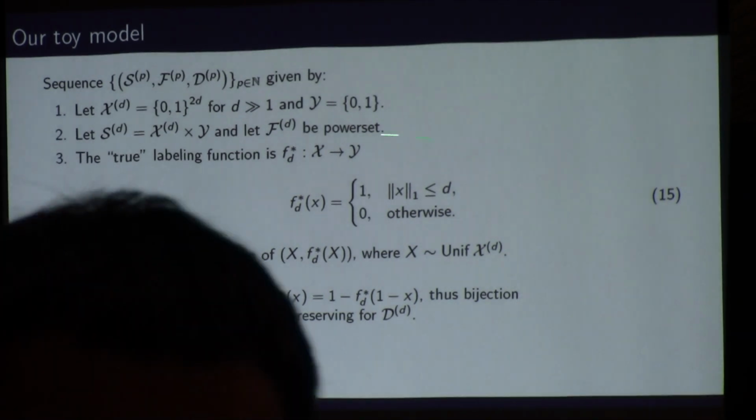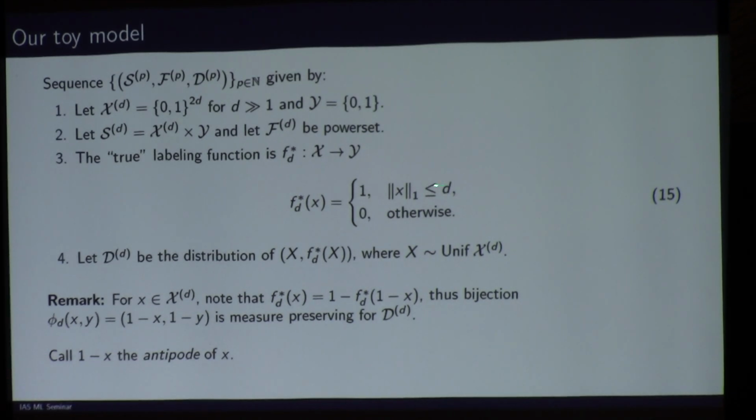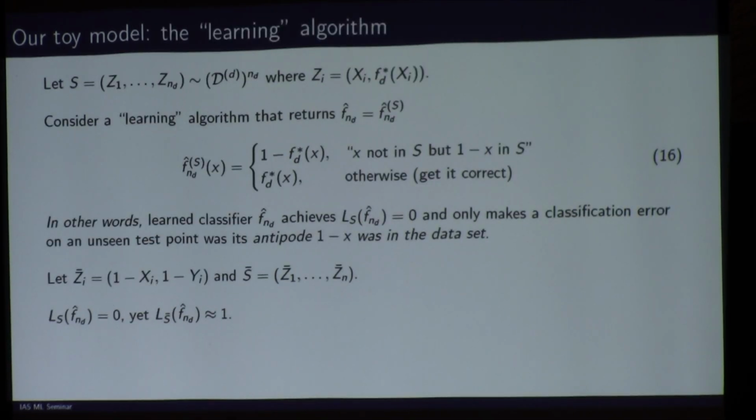All right, so the true labeling function: if you're inside the d/2 ball, then you're one; if you're outside, you're zero. And most of the mass is going to be pretty near that boundary. All right, so here's the learning algorithm. It's kind of ridiculous, there's no real learning going on here, but it captures the basic defect. If this learning algorithm has access to the data set and you hand me a new test point, I ask: is x in this data set? If it is, I'm going to get it right, because I want to interpolate the data and make no mistakes in my empirical risk. However, if its antipode is in the data set, then I'm guaranteed to get it wrong.